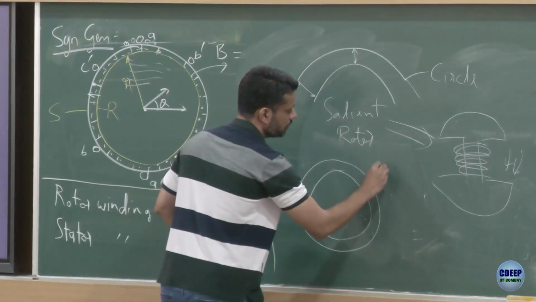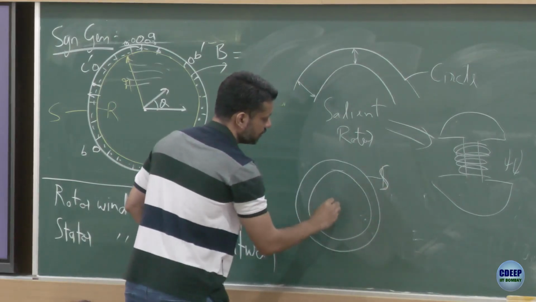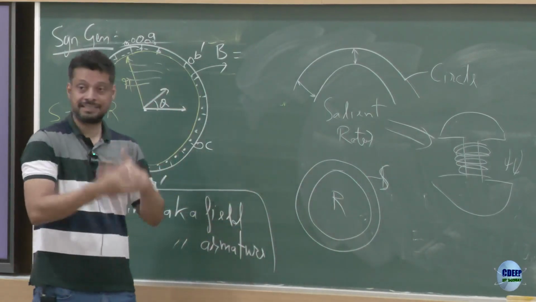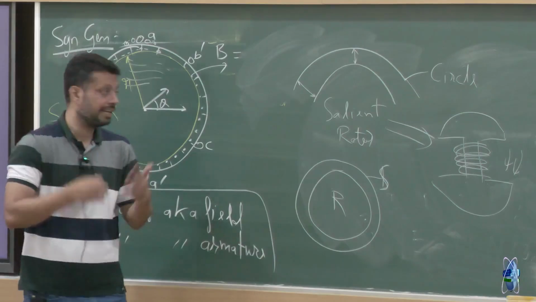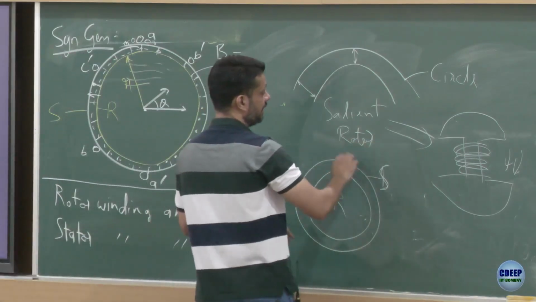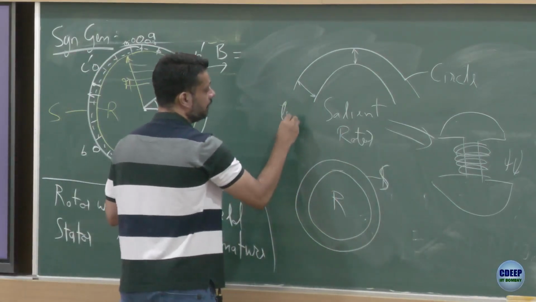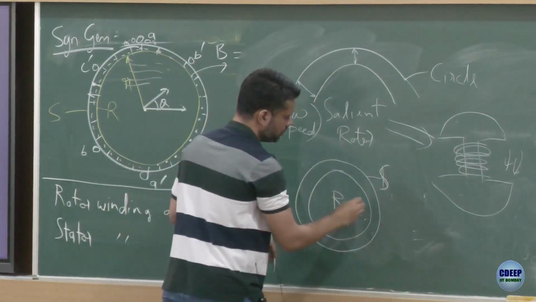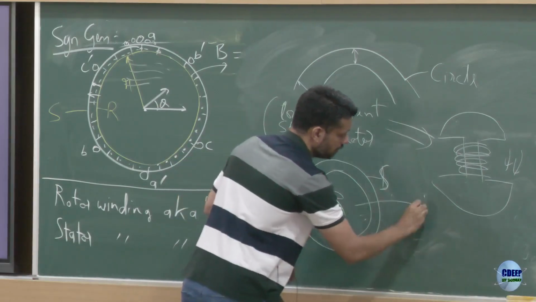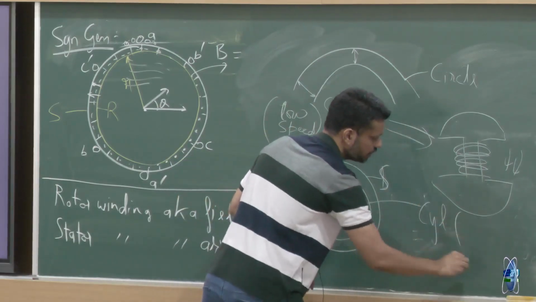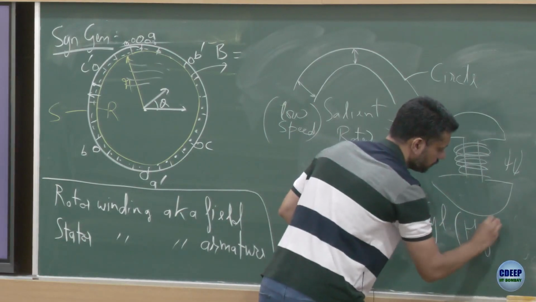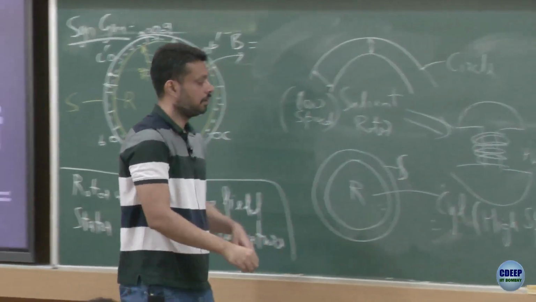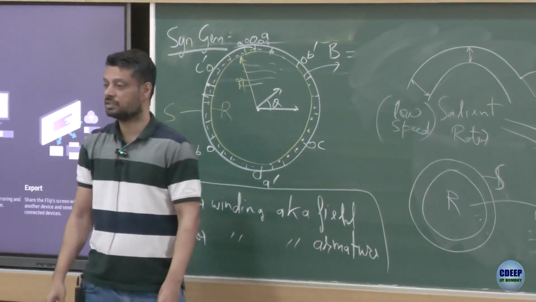So this is stator and this is your rotor, both are cylindrical. If your rotor is perfectly cylindrical, it can rotate really fast. Let me just write down, this is suitable for low speed, and this is rotor which is cylindrical, which is suitable for high speed. Okay, does it make sense?